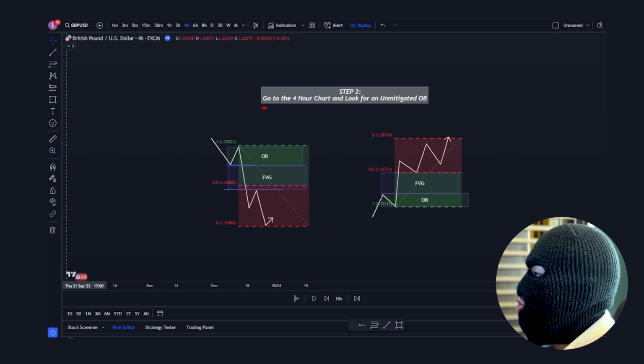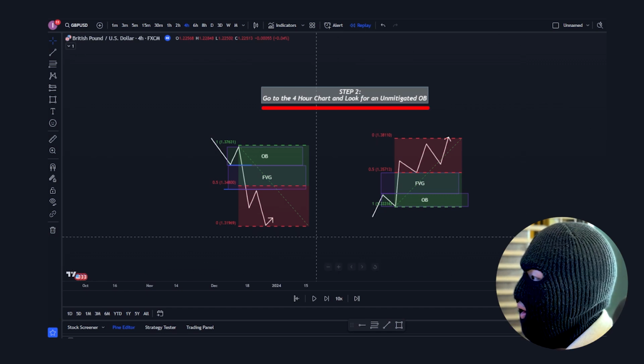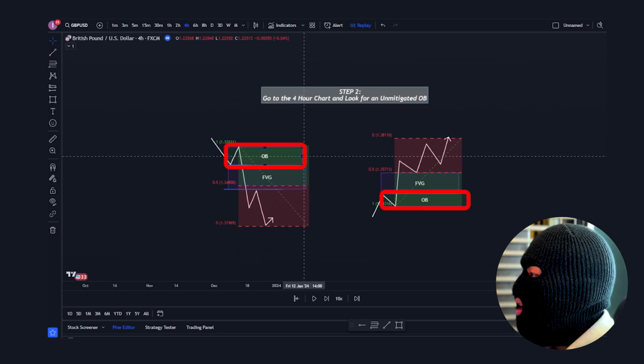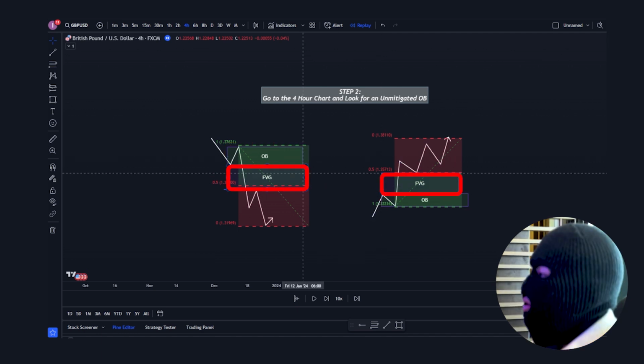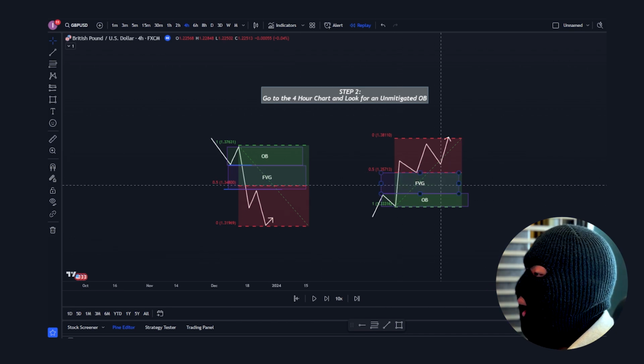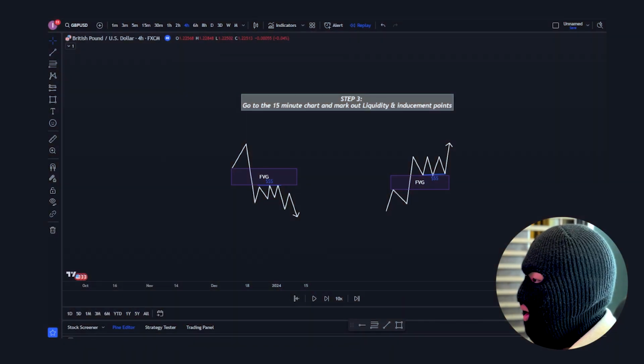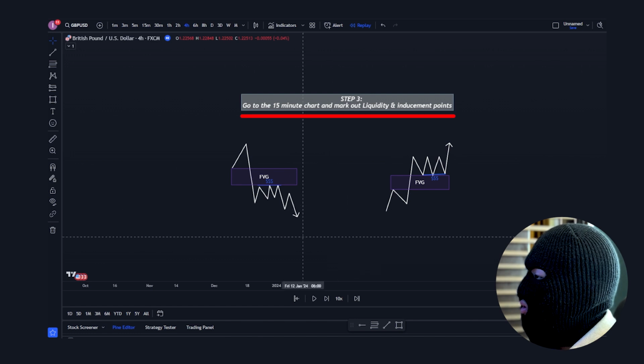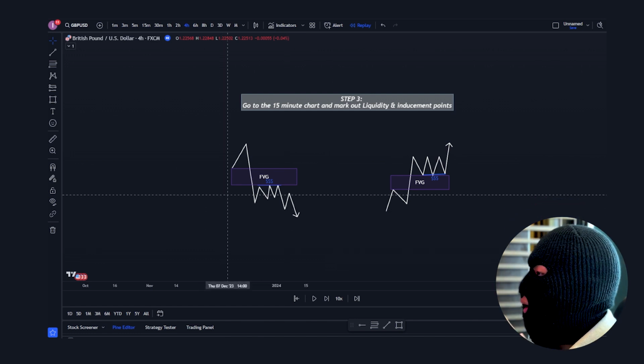Step number 2. Drop down to the 4-hour chart and look for an unmitigated order block that overlaps with a fair value gap. The overlapping PD array makes this level more likely to hold, making the trade a higher probability one. Step number 3. Drop down to the 15-minute time frame to mark out our liquidity or inducement points.